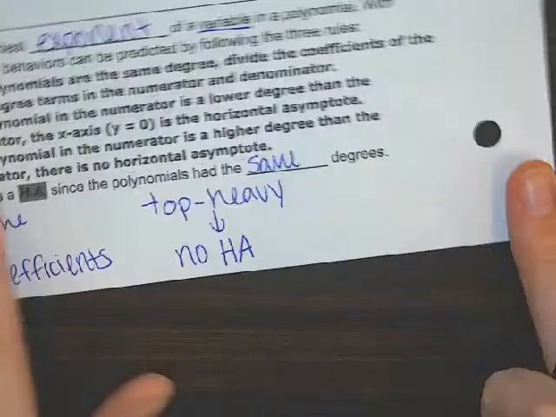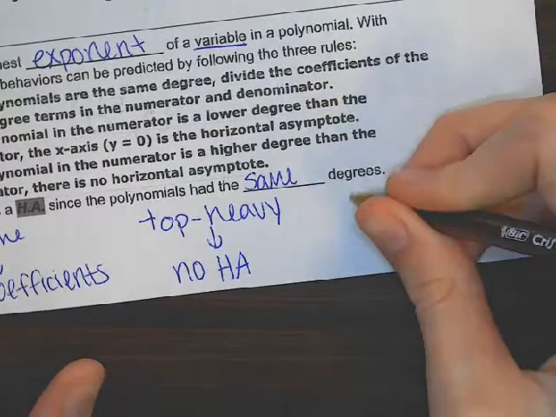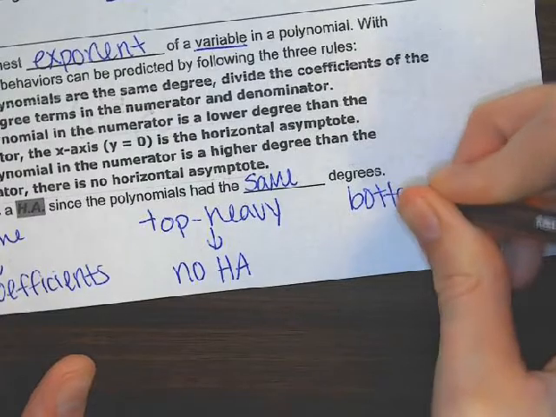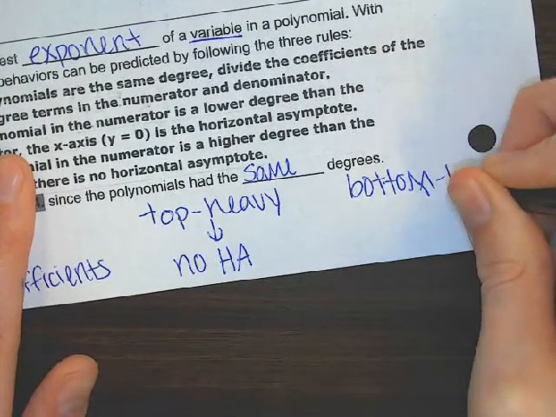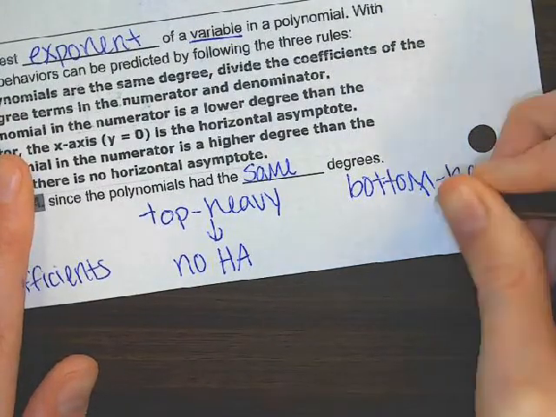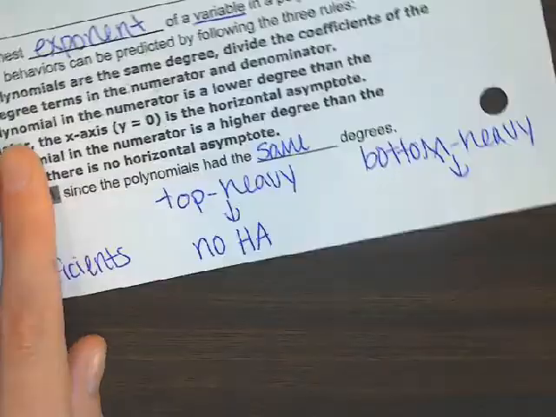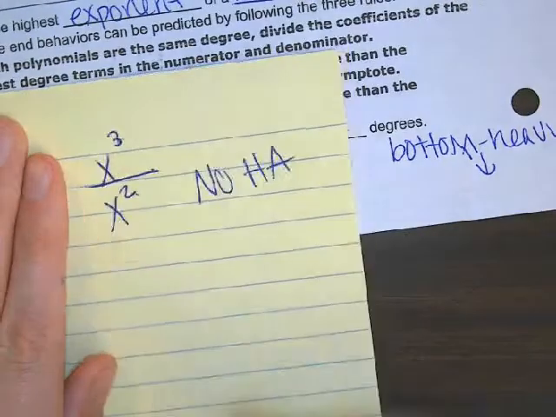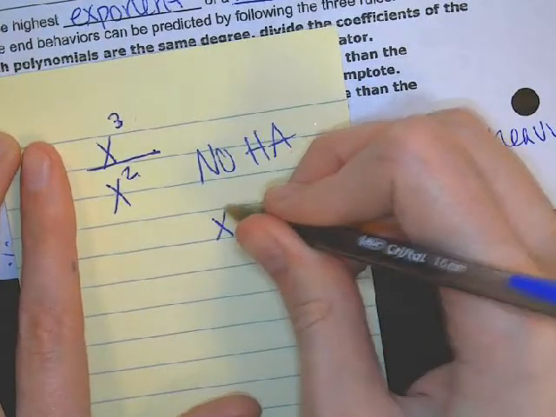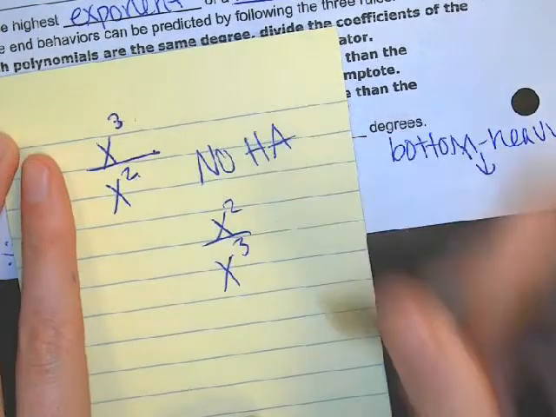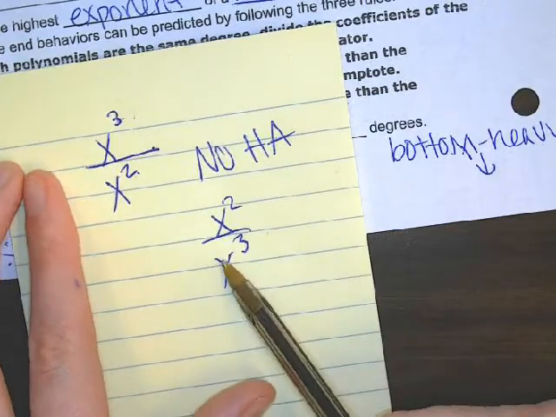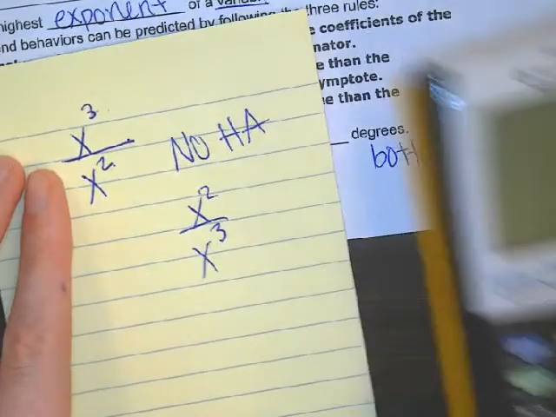Okay, and the last rule, and then we're done. The last rule is bottom heavy, the opposite of what we just discussed. And bottom heavy is the opposite, so we're going to switch this around and put x squared over x cubed, because now the bigger number would be in the denominator. But what happens if you keep dividing by a really small number?